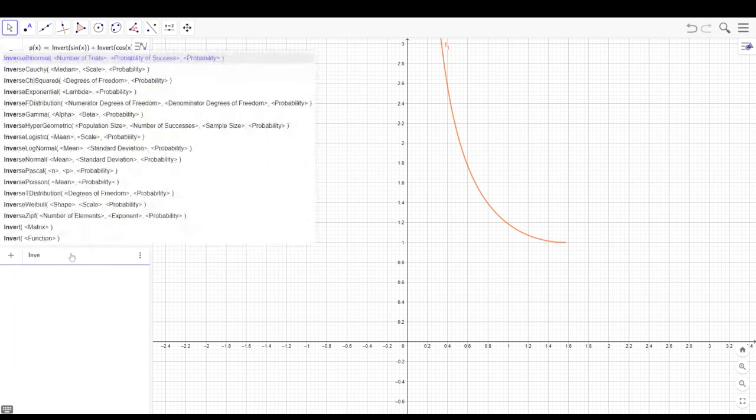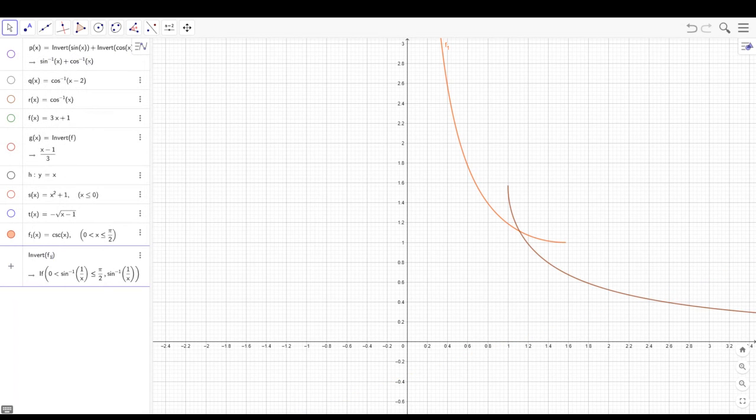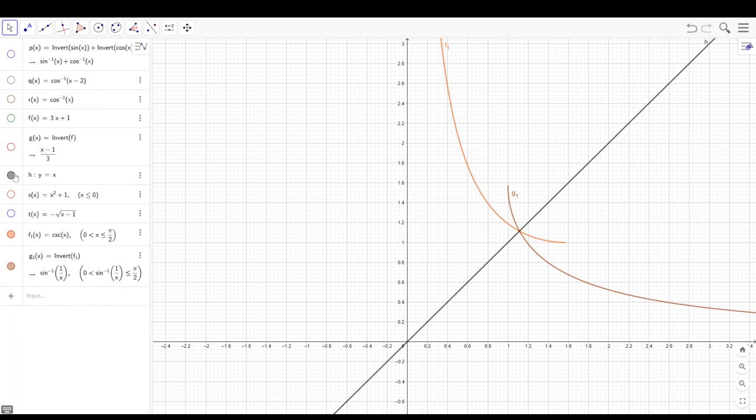Let me see if Maple will invert this. Oh yeah, it does. Oh, how good is Maple? Is GeoGebra. Okay, so there you go, there's the inverse function. You can see the inverse function is reflected in the line y equals x.